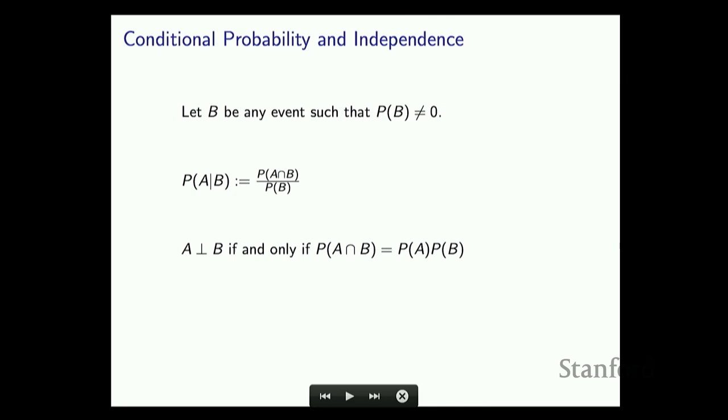Now, A and B are independent. The inverted T symbol means independent. If the probability of A intersection B is the same as the probability of A times the probability of B. This should make sense, right? A intersection B is always going to be a subset of A or a subset of B, and the probability of A and the probability of B are values between 0 and 1, and when you multiply two numbers that are smaller than 1, you're going to get a value which is even smaller.